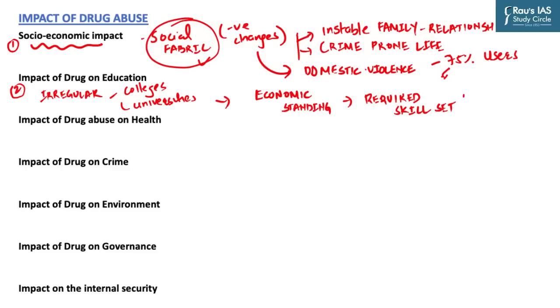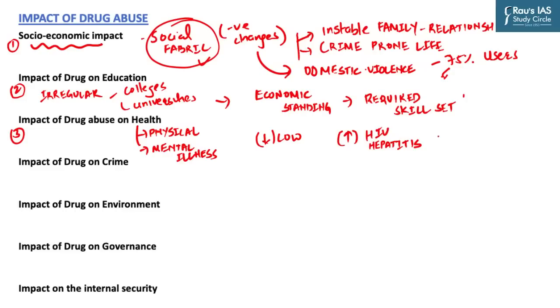The third major impact of drug abuse is on health. Drug abusers suffer from physical as well as mental illness. Their immunity, or the ability to fight disease, is generally low, and the continuous use of any drug destroys brain cells, which may lead to other physical problems also. Further, we have also seen that the prevalence of diseases like HIV, hepatitis, etc. is particularly high among drug abusers.